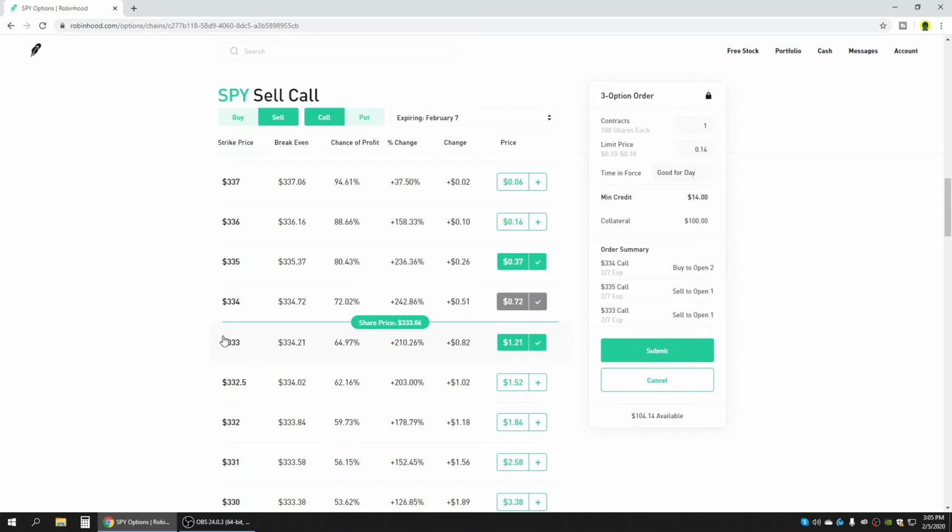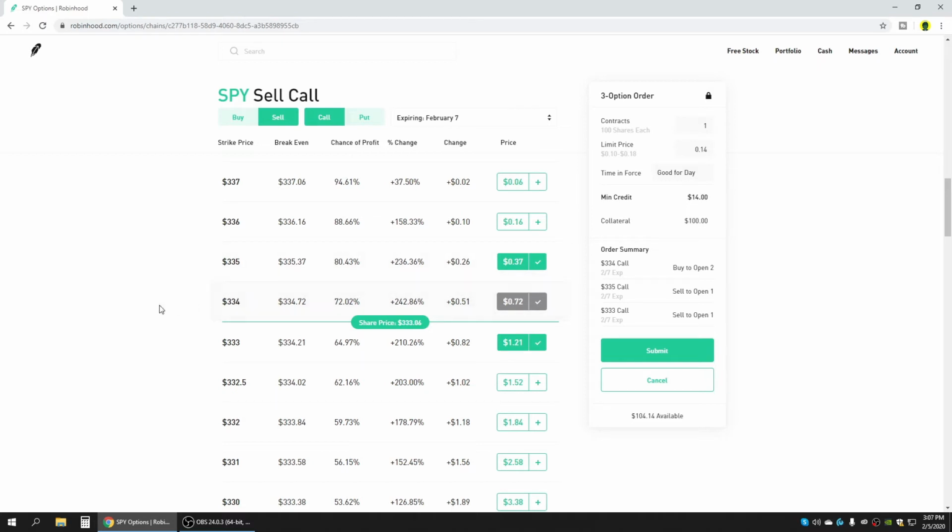But on a long butterfly, you want to get in the contract. You want to be as close to 334 as possible. But for the short butterfly, in order to get this $14 credit, by February 7th, SPY would have to be below 333 or above 335. And if it was in between 335 and 333, every cent from 335 is where we would start losing money.